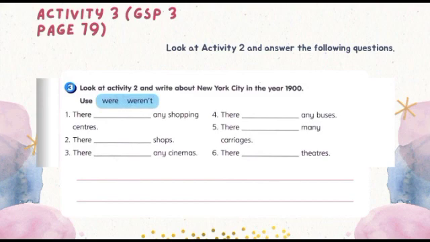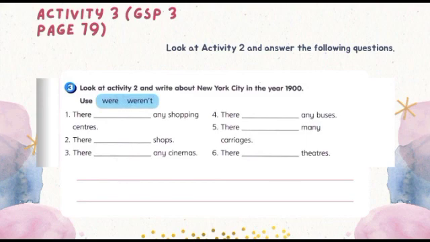Were there any shopping centers? Kalau ada shopping centers dekat New York City masa tu, kamu boleh isi were. Kalau tak ada, kamu boleh isi weren't. Okay. Number 2. Were there shops? Ada tak shops? Ada tak kedai masa tu di New York City? Kalau ada, isi were. Kalau tak ada, isi weren't.